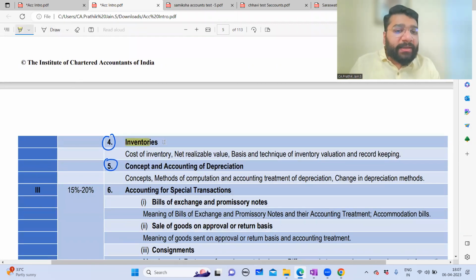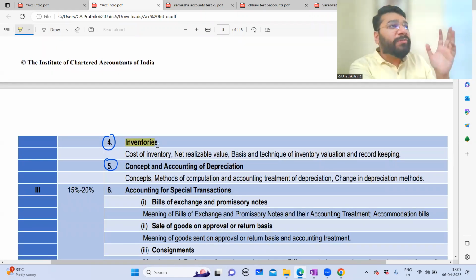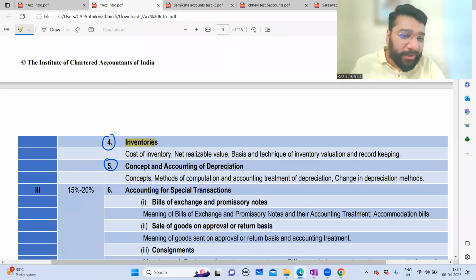Inventory, basically valuation of inventory. You would have heard me in the 12th standard mentioning valuation of inventory, Accounting Standard 2. And I told you I'll teach you Accounting Standard 2 in detail in the CA Foundation. So that time has come. Here we'll be discussing Accounting Standard 2, a very, very important concept. This is the 4th chapter.